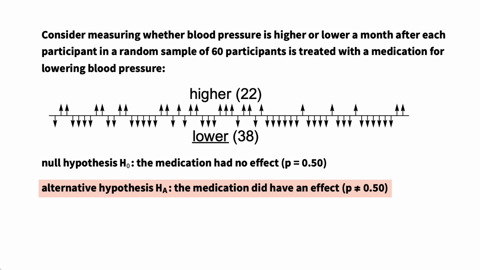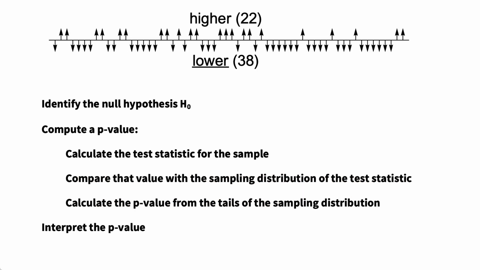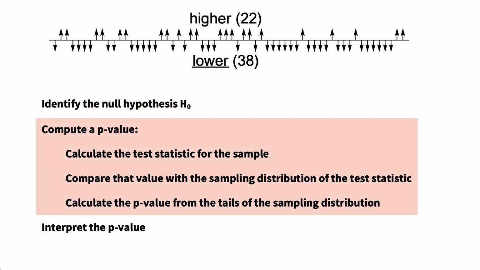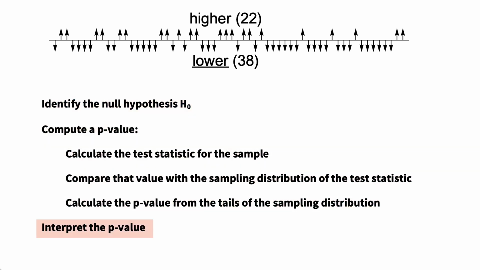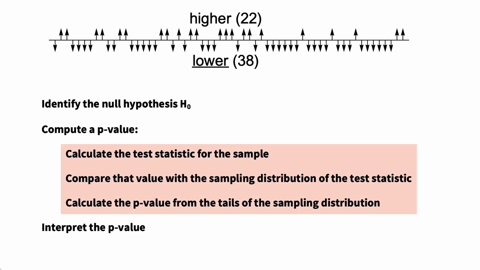The process of doing the hypothesis test in this example works much like the process for doing other hypothesis tests. Start with a null hypothesis, compute a p-value, and then interpret the p-value. The p-value is computed by choosing a test statistic and comparing the value of that statistic for the sample with the sampling distribution of the statistic.